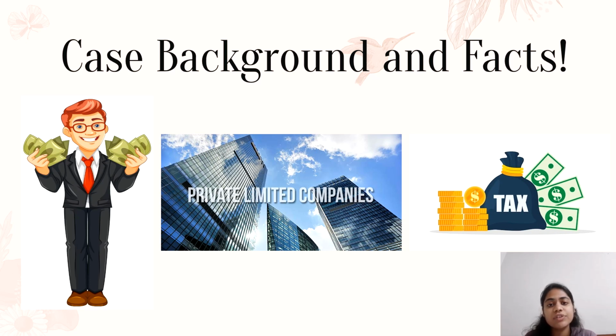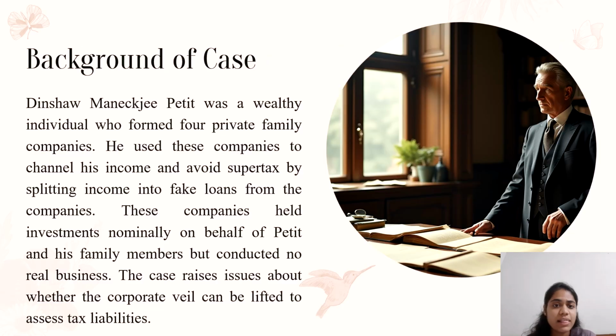Instead of you first guessing, let me first tell you that in this case, Dinshaw Manekji was a very wealthy and very rich man. He was the individual who formed four private family companies, as you could see in the second picture. He used these companies to channel his income and avoid the super tax by splitting income into fake loans from the companies.